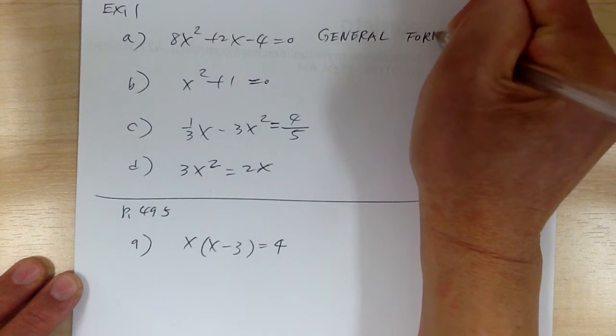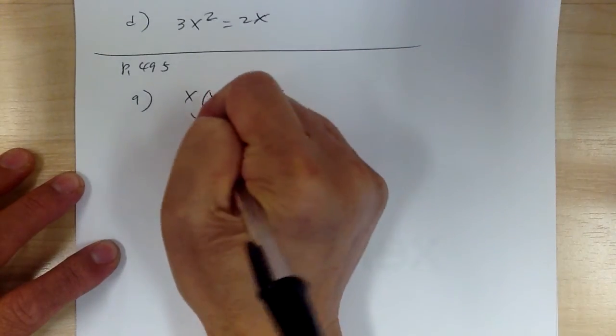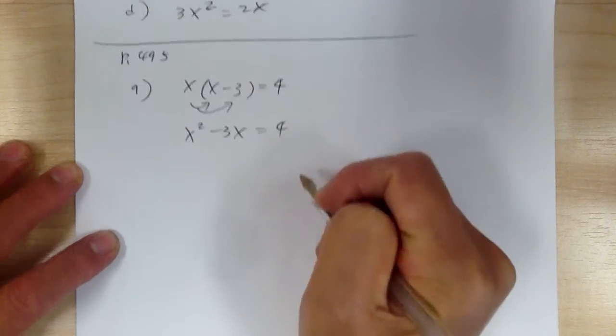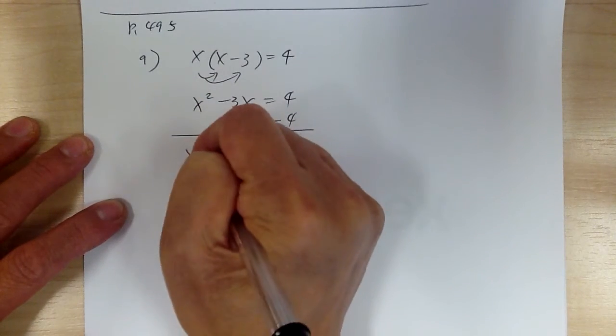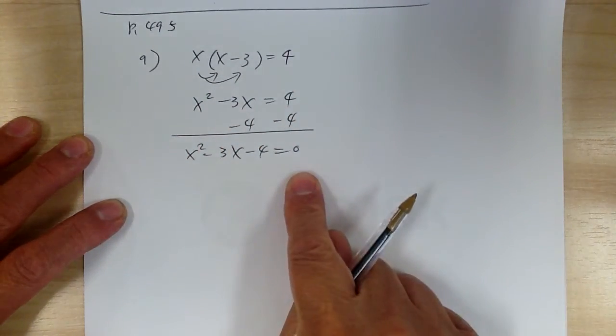So that's what you need to do. Go and work everything out. Multiply out, you got x squared minus 3x equal to 4. And then you have to minus 4. So you got x squared minus 3x minus 4 equal to 0. So that's your general form.